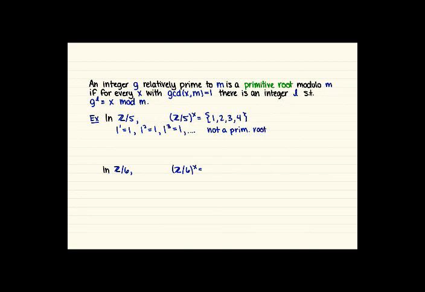If, on the other hand, we look at 2, we've got 2 to the 1 is 2, 2 squared is 4, 2 to the 3rd is 8, and then that's congruent to 3 mod 5, and 2 to the 4th, that's 16, which is congruent to 1 mod 5. So we've gotten everything, 1, 2, 3, 4, as powers of 2, so that means that 2 is a primitive root.